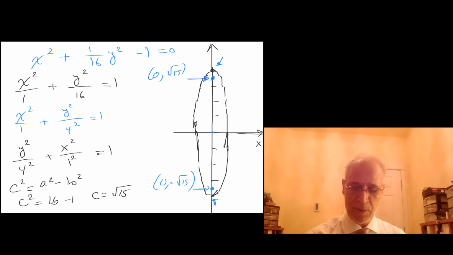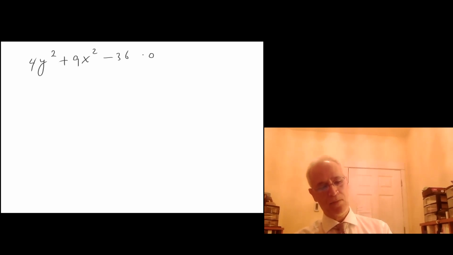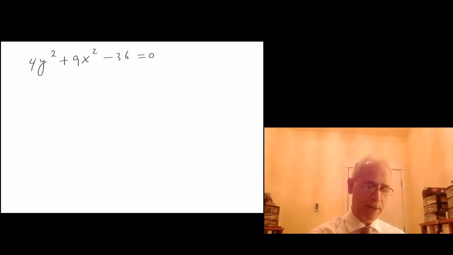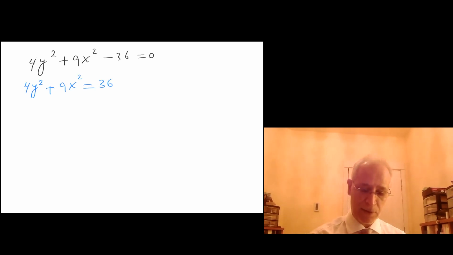Let's do something a little bit more interesting. How about something like 4y squared plus 9x squared minus 36 equals 0. Okay, so the first thing I'm going to do is rewrite this as 4y squared plus 9x squared equals 36. I know I need a 1 on the right-hand side, so I'm going to divide by 36.